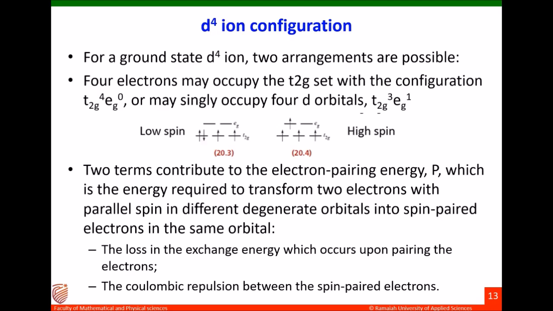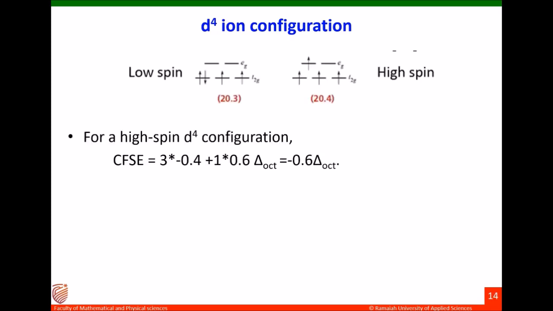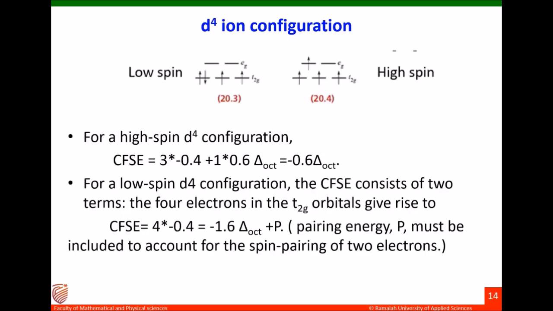For a low spin d4 configuration, which is shown in Table 20.3, all the electrons are in t2g. Therefore the crystal field stabilization energy equals 4 × (−0.4), because all the electrons are in t2g, where the value is −1.6 Δo. But that is not over, plus P, because to occupy the same orbital, extra energy is required, and that energy is known as pairing energy, P.